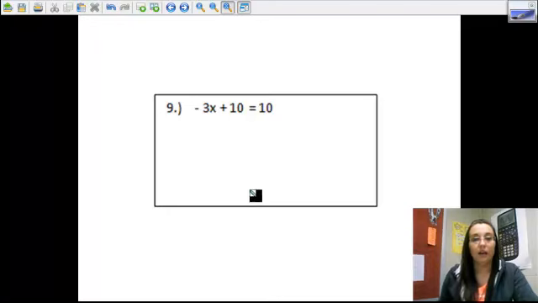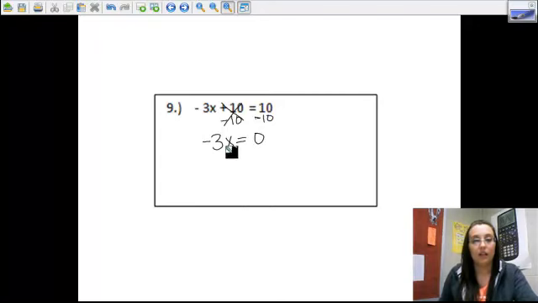Number 9 is going to be our next one. We've got negative 3x plus 10. Remember, this means multiply negative 3 times x, and then we've got plus 10 here on the back. So, like I said, undo addition and subtraction first. We're going to go backwards from PEMDAS. So first thing I'm going to do is subtract 10. And I'll be left with negative 3x equals 0, because this 10 is gone, and I'm left with negative 3x on this side. 10 minus 10 is 0.